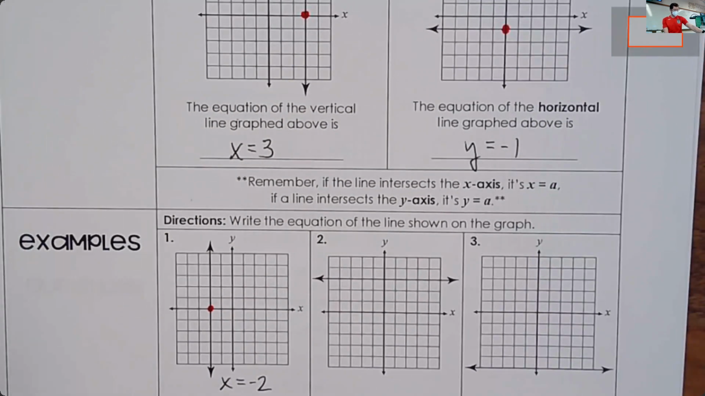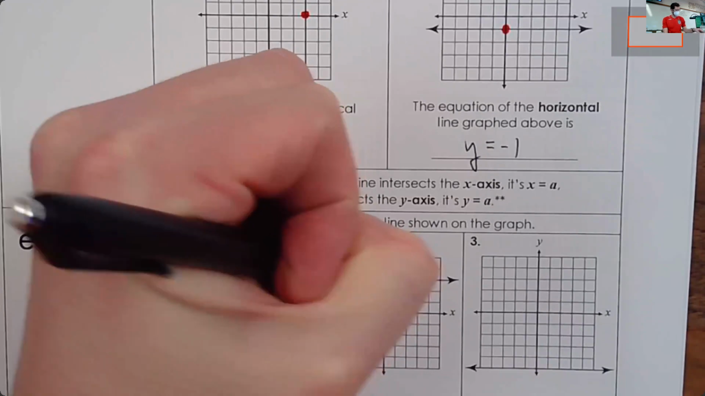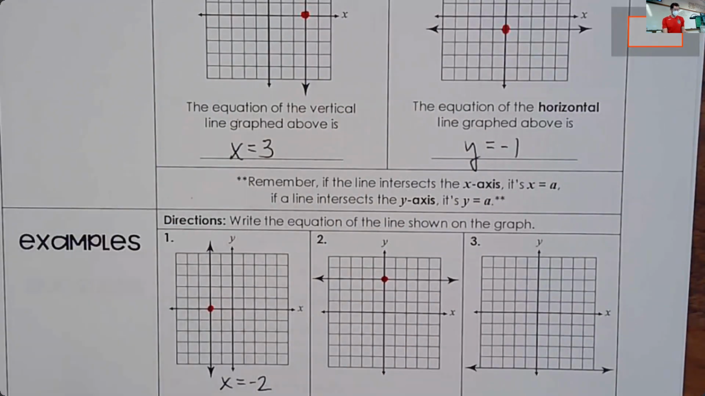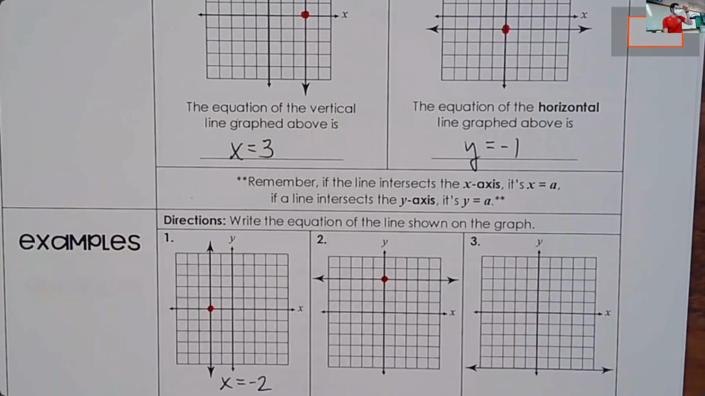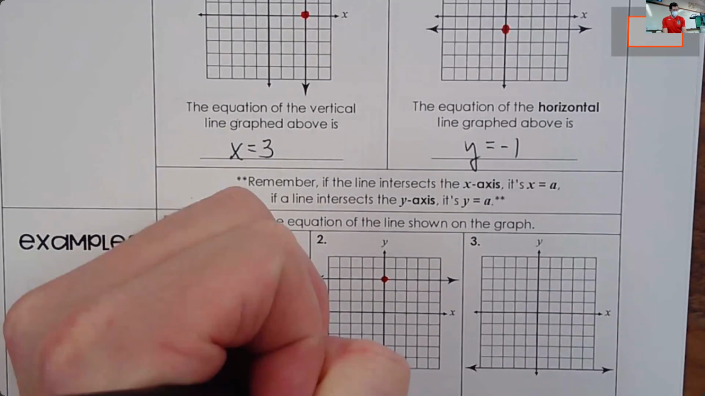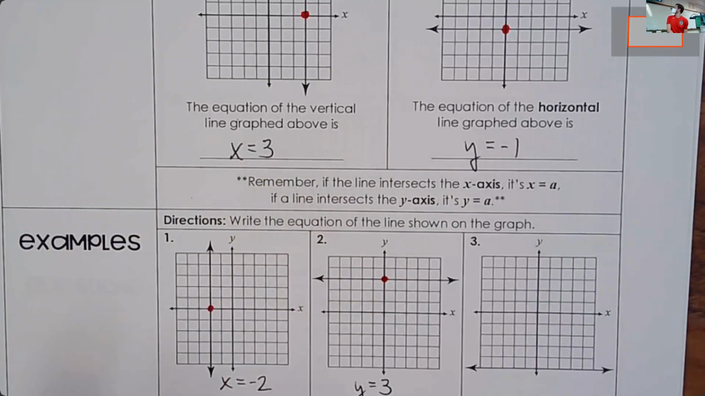We'll do one more as a class, and then I'm going to have you work on 3 through 6 on your own. So number 2, this one crosses the y-axis. What is the y value for where this crosses the y-axis? How far up is it? 3. Yeah, it equals 3. It crosses the y-axis at 3, so the answer is y equals 3.